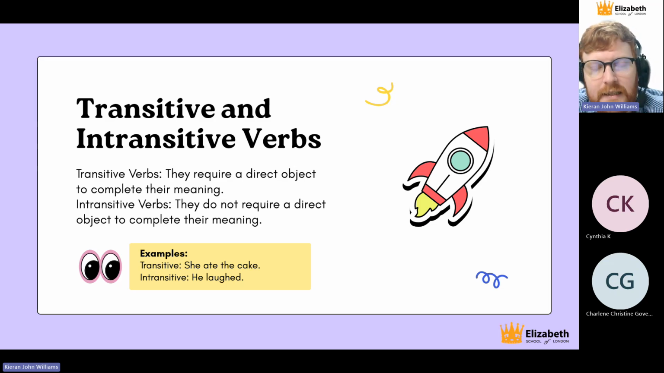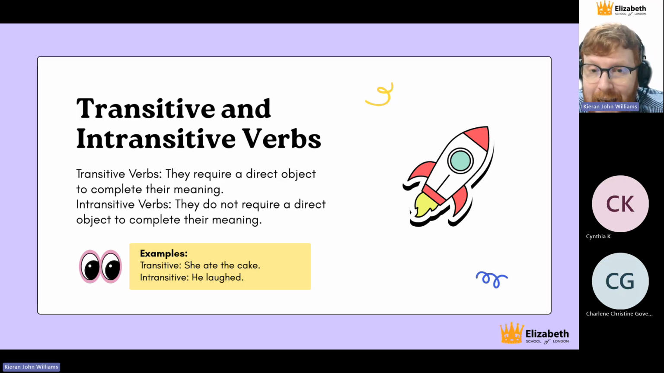The next thing that we have are transitive and intransitive verbs. These can be quite difficult to understand. But a transitive verb is a verb which needs to have an object that comes with it. It needs to have a noun in order for it to make sense. Whereas intransitive verbs do not have a direct object that comes with it. You've got the example here of she ate the cake. You always need to eat something. Because you eat something, you need to have an object after it. So that's what makes it transitive.